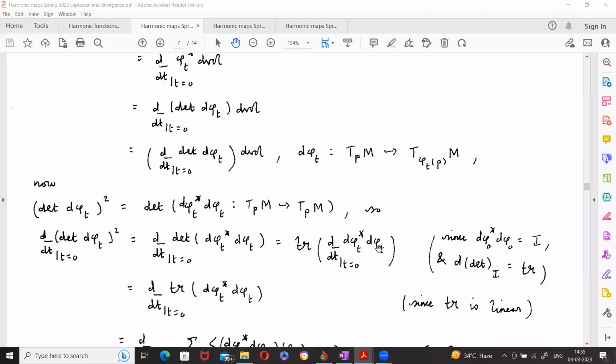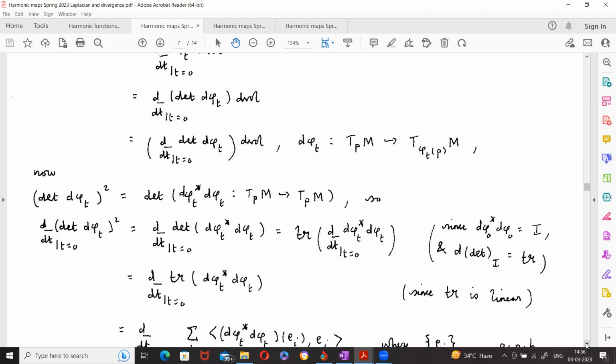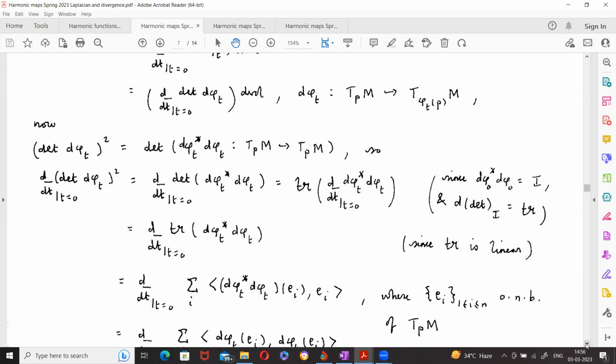I mean, square of the singular values. The sum of the squares of the singular values, yeah, sum of squares. So it's a derivative of the sum of squares, yeah. Right. Okay, anyway, let's compute this derivative.